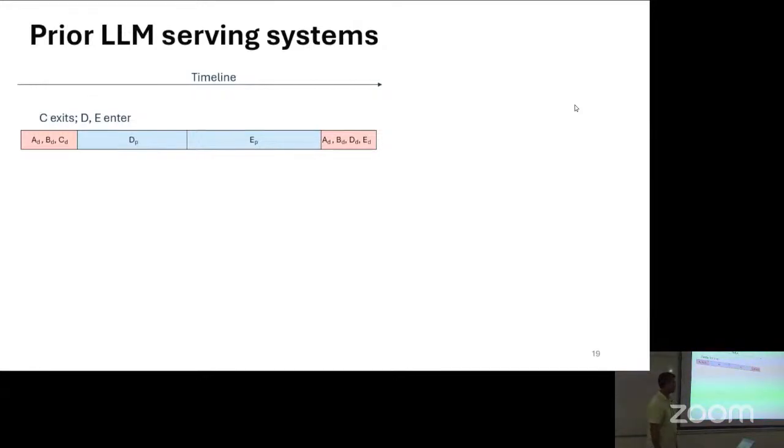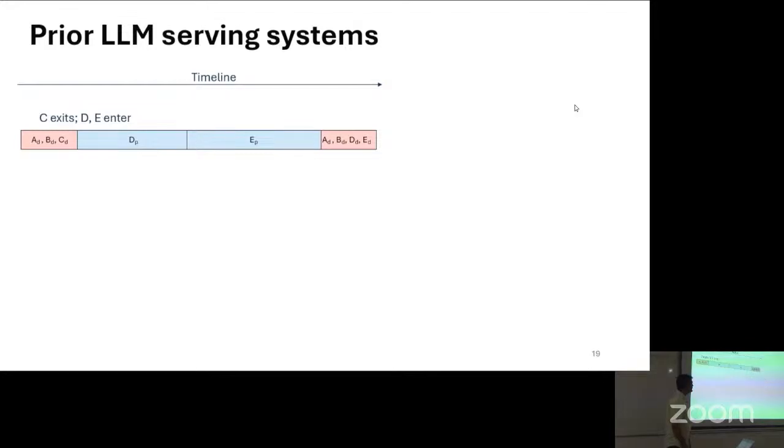So the prefill of D is done here. The first token of D gets generated here. The first token of E gets generated here, and after that, both of them have entered their decoding stage, and we can continue running A and B and D and E. Right?